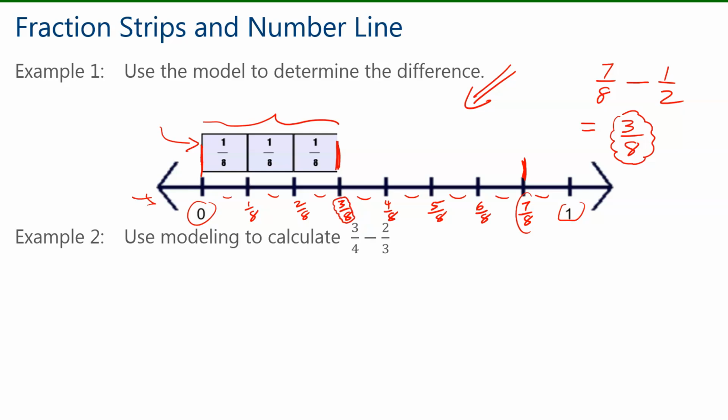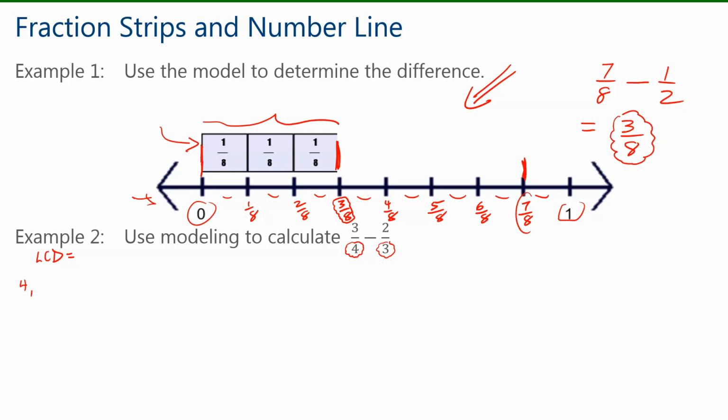In example 2, we're going to use fraction strips on the number line to calculate 3/4 subtract 2/3. We first of all need to figure out what we're going to divide our number line up into. How many equal sections between 0 and 1? And to get that, we look at our denominators here. I have a 4 and a 3. We're going to try and figure out the LCD. If you know what it is right away, that's great.